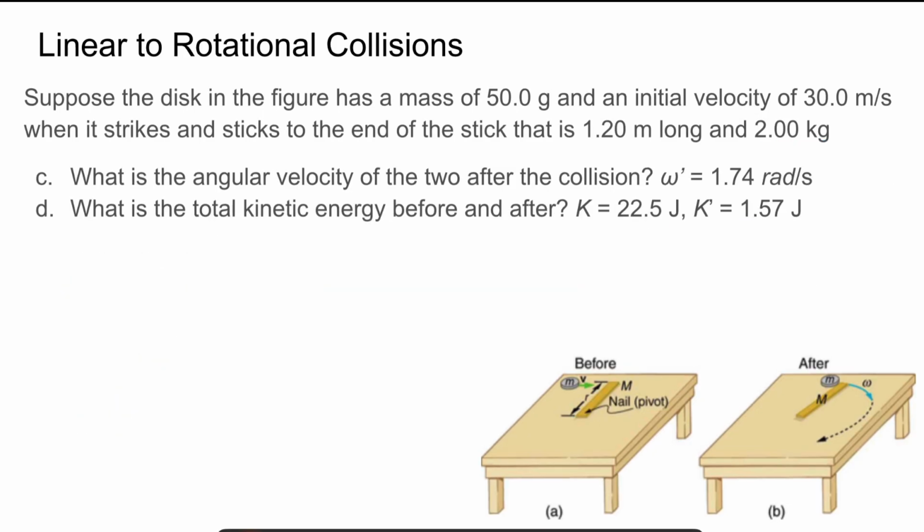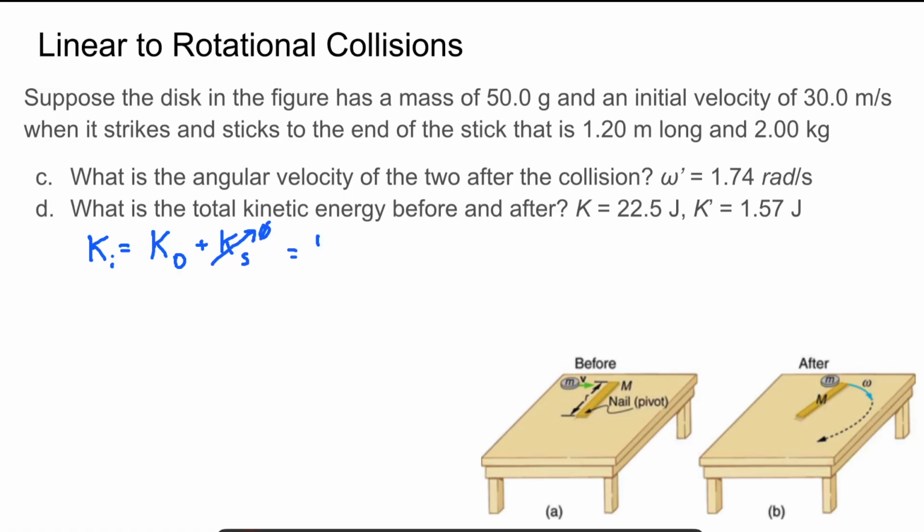Okay, so now with what we figured out so far, we can find our total kinetic energy both before and after the collision, right? And hopefully there'll be some difference there, because unless we have an elastic collision, we're going to lose some energy during this collision. So let's think about our initial kinetic energy. That's going to be the initial kinetic energy of the disk, plus the initial kinetic energy of the rod or the stick, right?